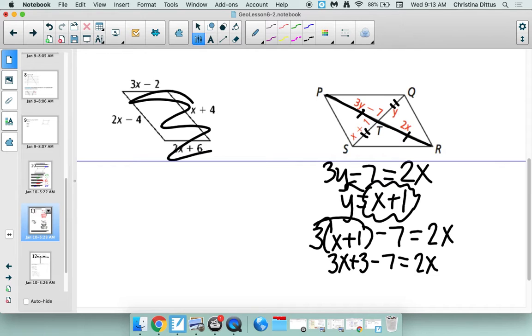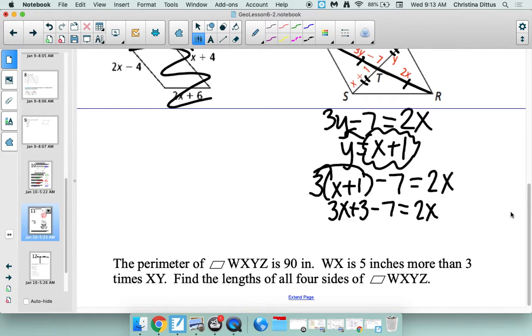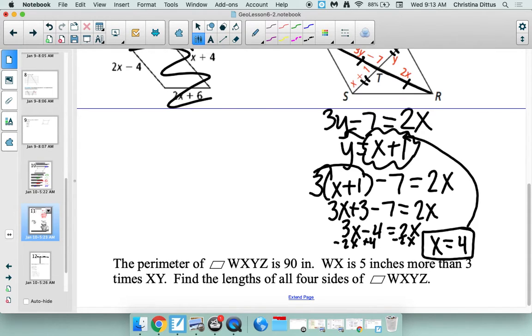Now what? Combine like terms. What can I combine? 3 and negative 7. Yep, so 3x minus 4 equals 2x. Subtract your 2x, add your 4, and you get x equals 4. Guess what else I've got to find? y. What should I do? Plug it in right here. y is how big? 4 plus 1 is 5.